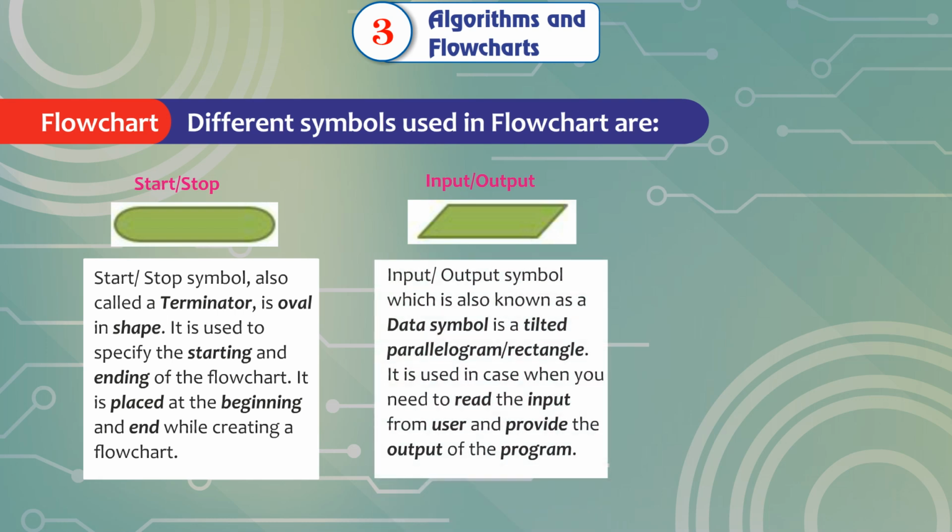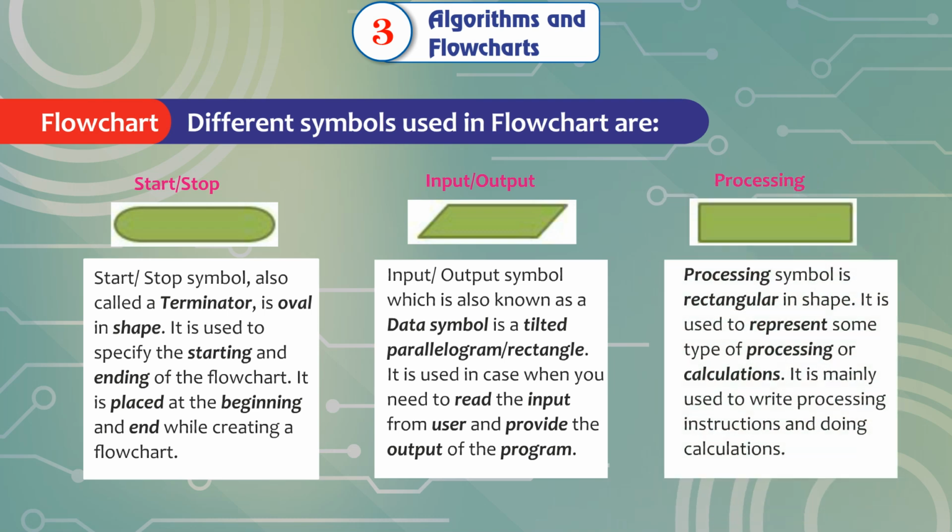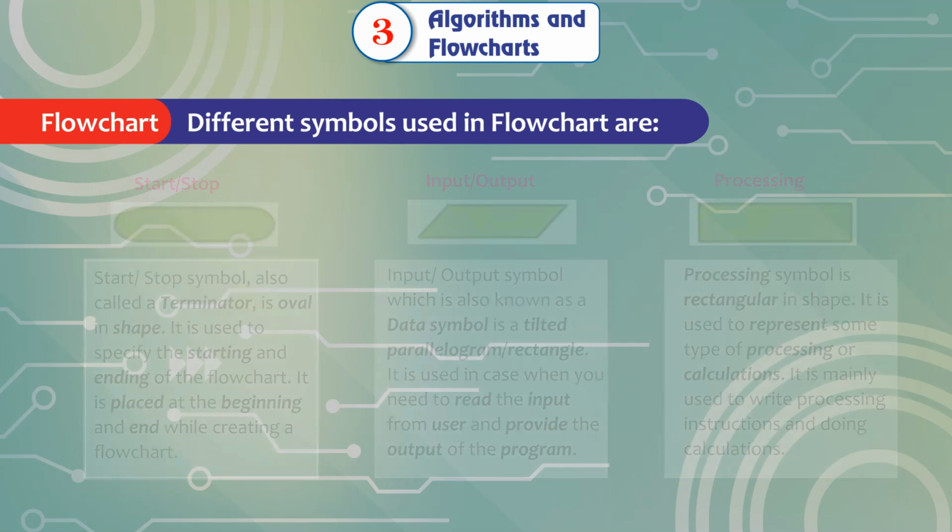Input/output. The input/output symbol, which is also known as a data symbol, is a tilted parallelogram. It is used when you need to read the input from the user and provide the output of the program. Processing. The processing symbol is rectangular in shape. It is used to represent some type of processing or calculations. It is mainly used to write processing instructions and do calculations.